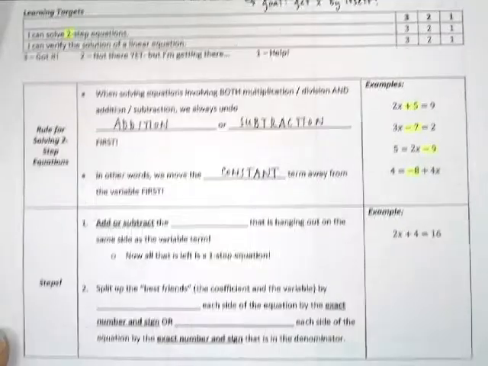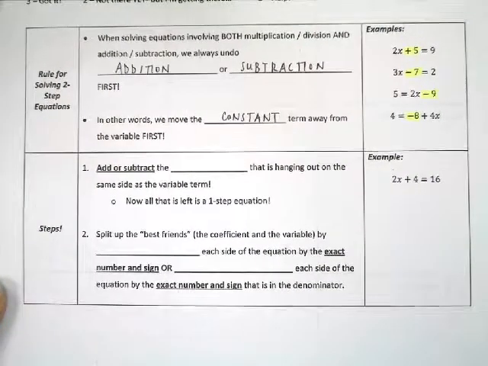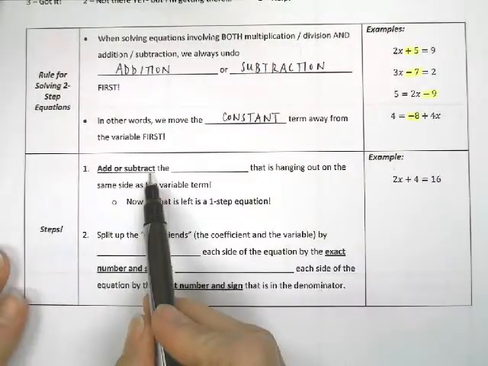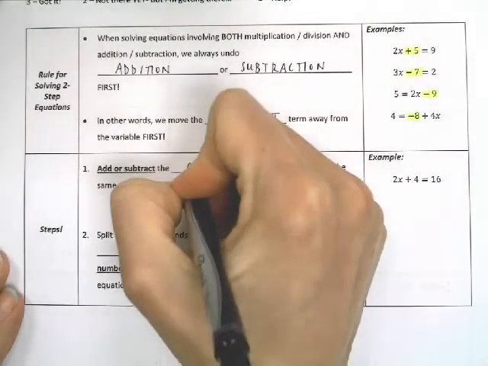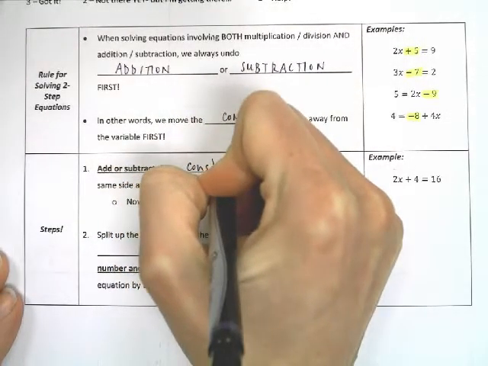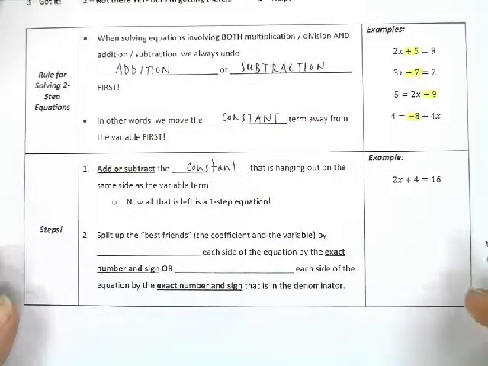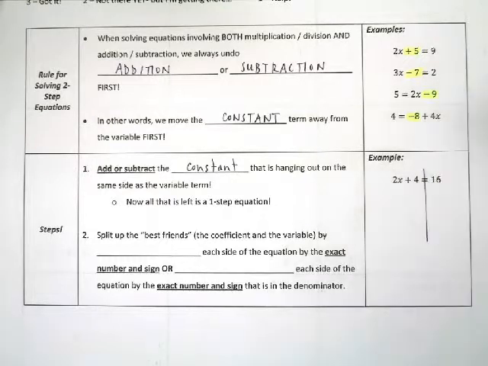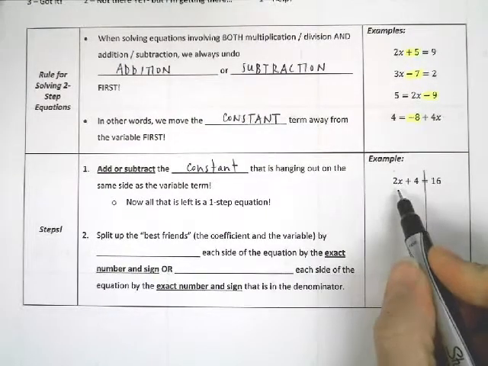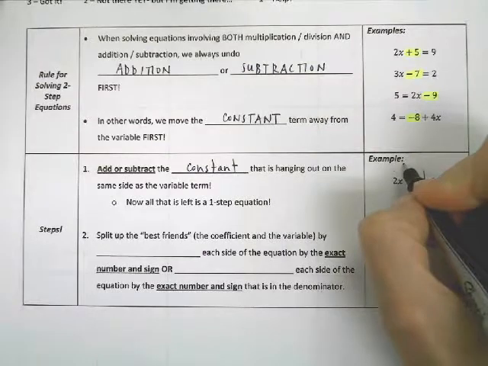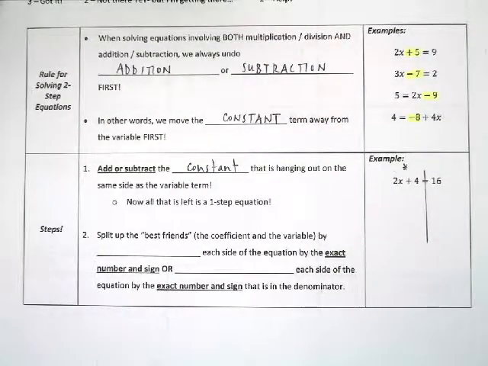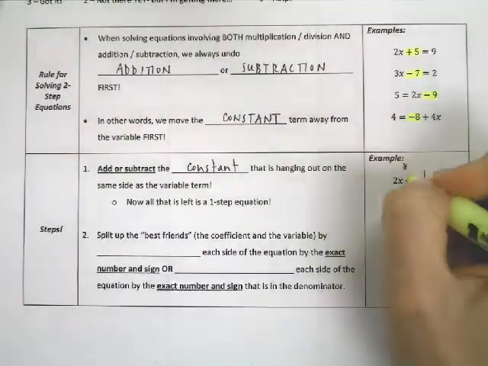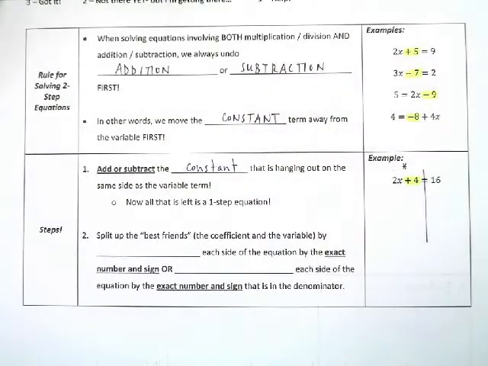Okay, so in terms of steps, let's actually go through an example here. We're first going to add or subtract the constant that is hanging out on the same side as the variable. So I'm going to draw my line here. I notice my variable here is on the left. So this is the side of the equation that I'm going to focus on. So I see I have a +4 here. That's the first thing I need to get rid of. I need to get rid of that number that's just kind of hanging out.